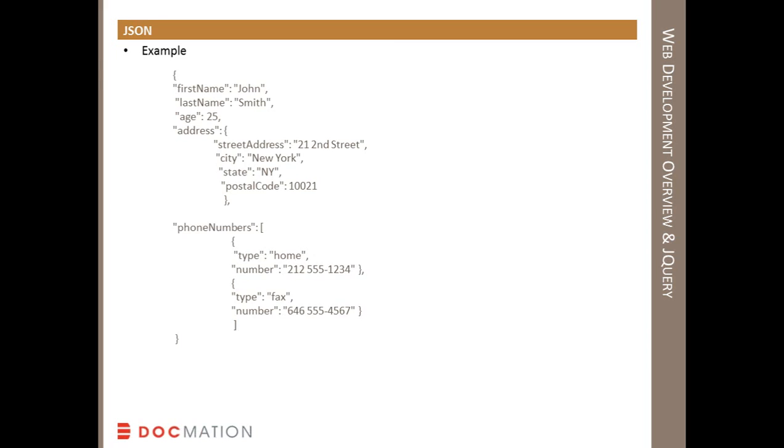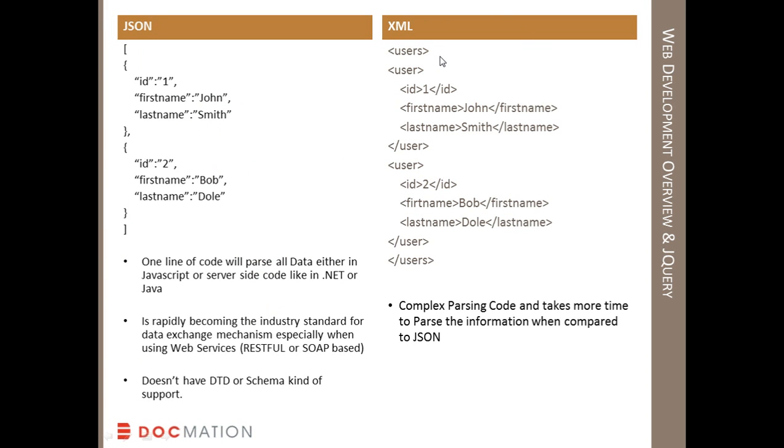I'll show you the same information being exchanged in XML format. If I have to exchange the same data in XML, I would put in a users element at the top. Under users, you would have user, and then ID, first name, last name, and then this user tag would be closed. This is a simple representation in XML as elements. I haven't used any XML attributes here.